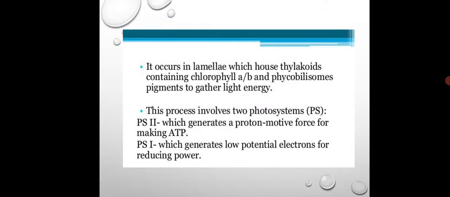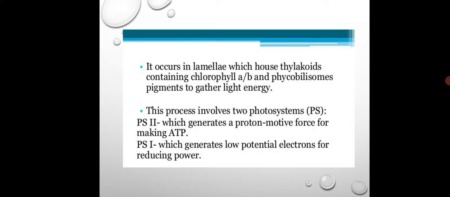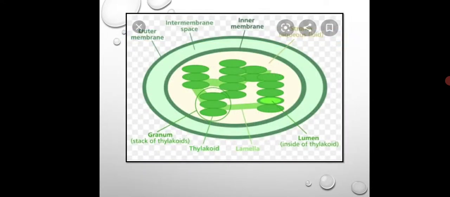Now, where does the process of photosynthesis take place? It occurs in the lamellae, in the thylakoids, which contain chlorophyll A or B and photosynthetic pigments like phycobilisomes, which use the energy. As I told, these light harvesting pigments are the photosynthetic pigments which help to carry out photosynthesis. So it is carried out in the lamellae of the chloroplast.